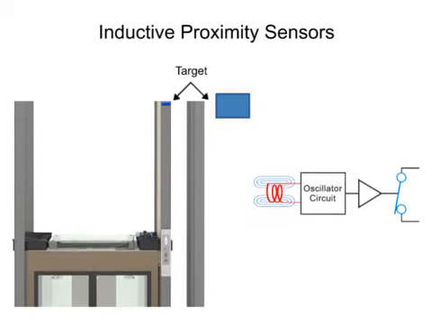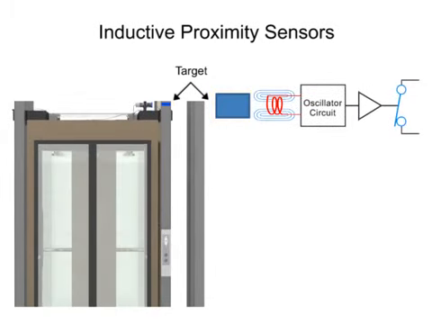When a ferrous metal material enters the magnetic field, electrical currents known as eddy currents are induced on the metal surface. These eddy currents induce a power loss within the oscillator circuit, and in turn cause a reduction in the amplitude of the oscillations. This is known as the eddy current killed oscillator principle.